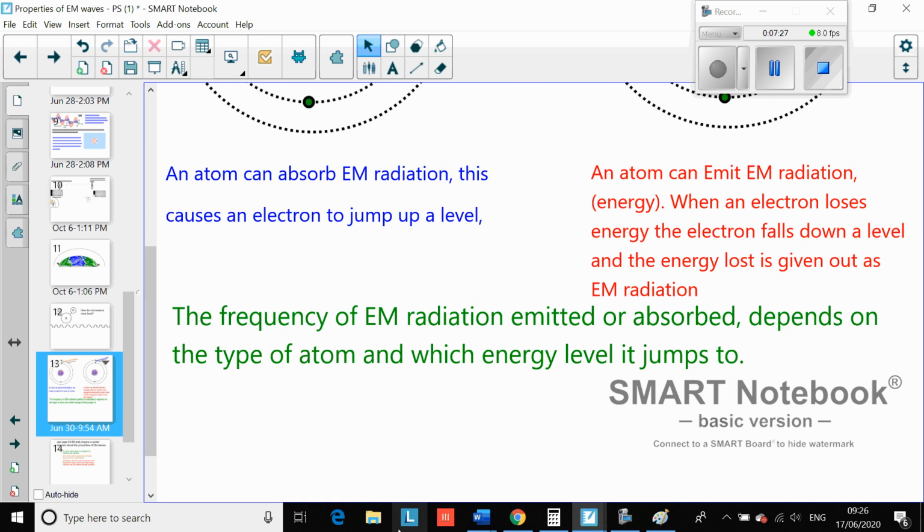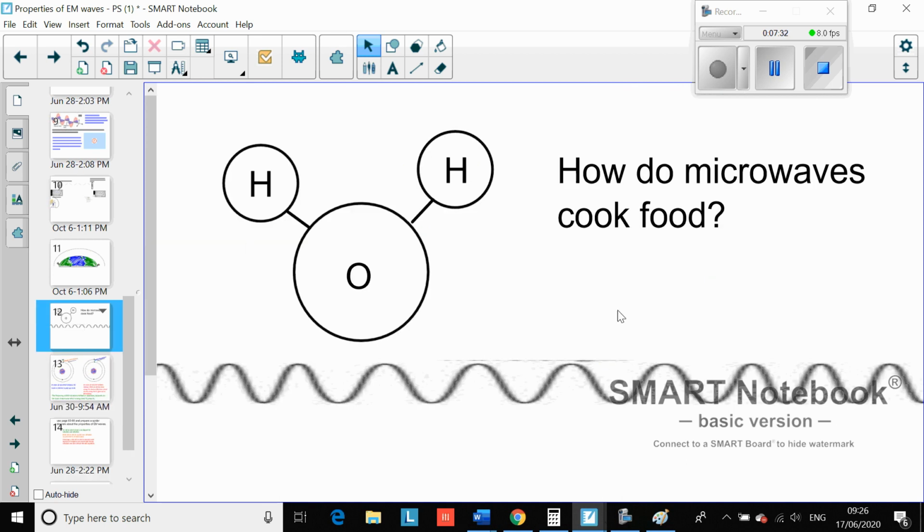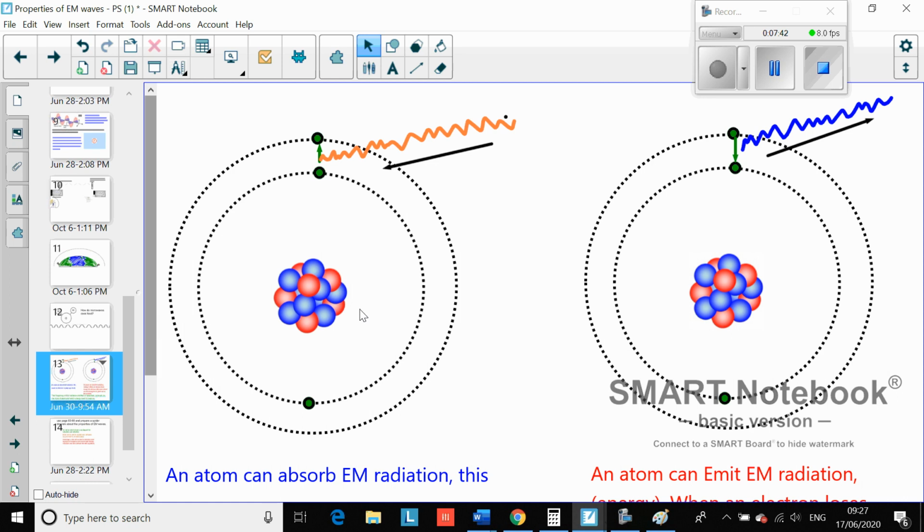Okay, so things today you should have. You should have an explanation of how microwaves cause water molecules to vibrate and heat up, and that's how microwaves cook food. You should have an explanation of how atoms absorb electromagnetic radiation, causing the electrons to jump up an energy level. That's how they absorb. And how matter, so atoms, stuff, can give out electromagnetic radiation, because what happens is the electrons fall down a level. So as they do, they give off energy.